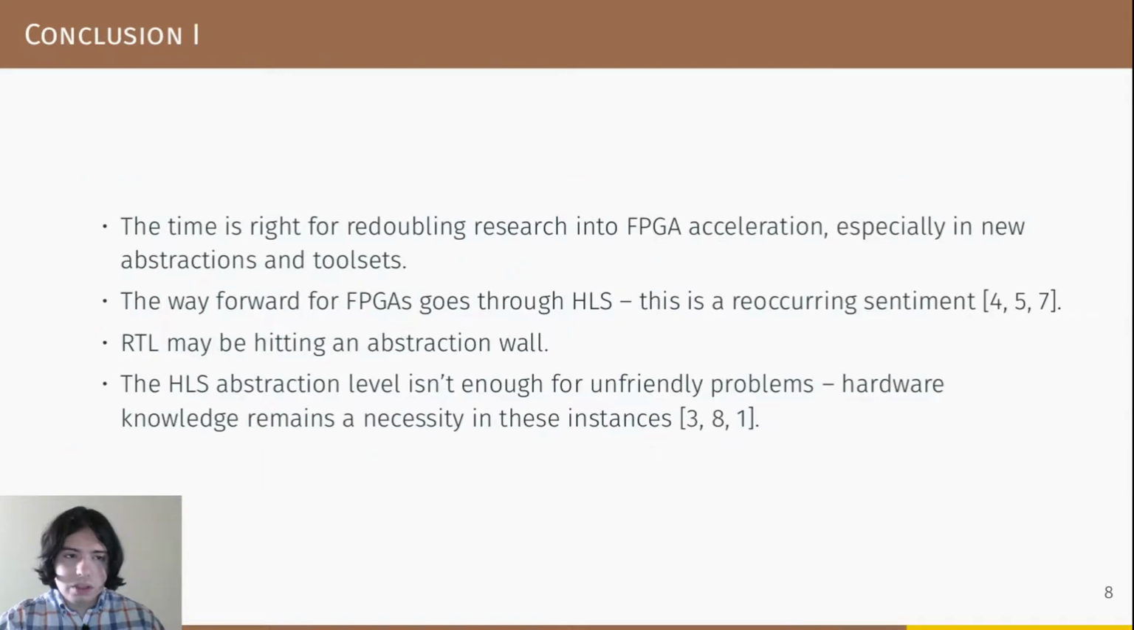So what are our conclusions? The time is right for redoubling research into FPGA acceleration, especially in new abstractions and toolsets. The way forward for FPGAs goes through HLS. This is a recurring sentiment in the literature. RTL may be hitting an abstraction wall. The HLS abstraction level isn't enough right now for unfriendly problems. Hardware knowledge remains a necessity in these instances.